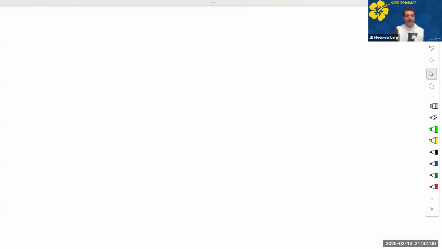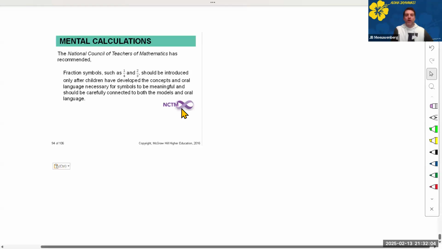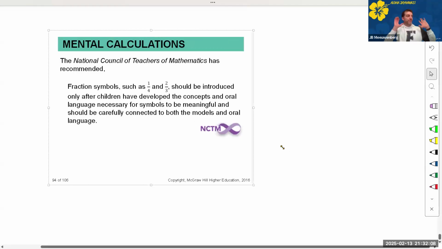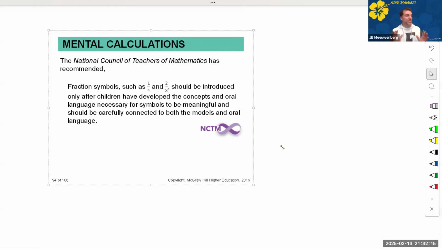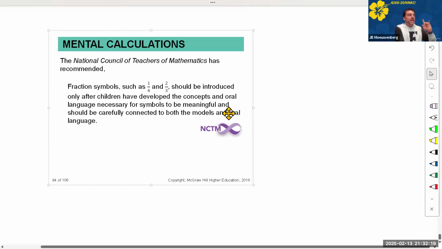Before we get too far in, I just want to point out again, the National Council of Teachers of Mathematics says fraction symbols, right? When we write 1/4 or 2/3, we don't introduce that notation until after students have already developed the concepts and oral language necessary for symbols to be meaningful. And they should be carefully connected to both the models and oral language.